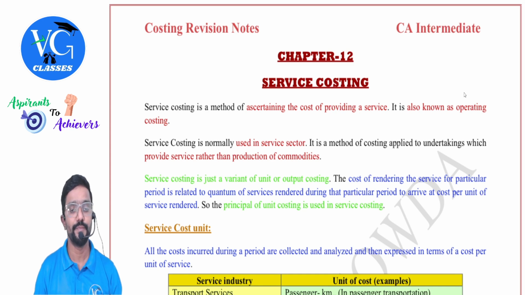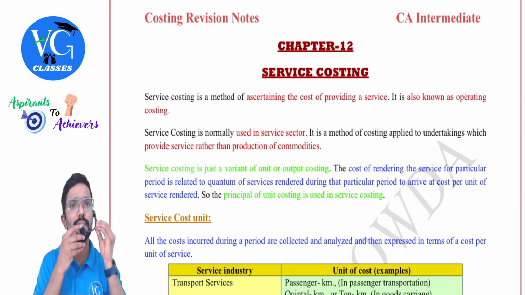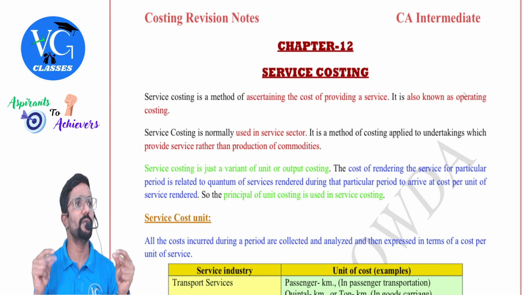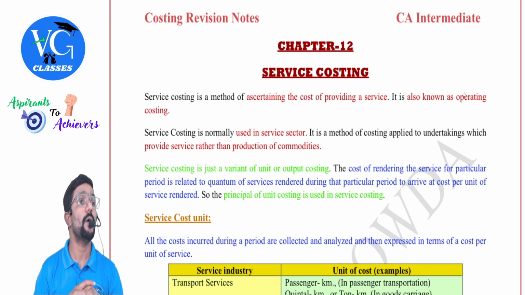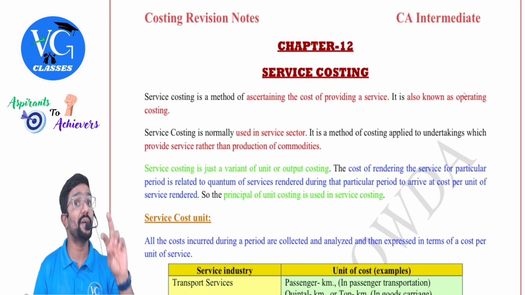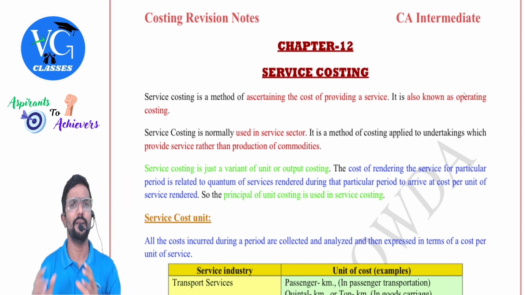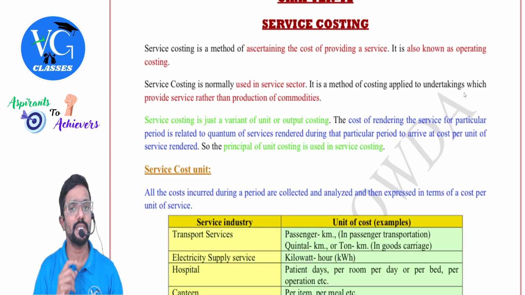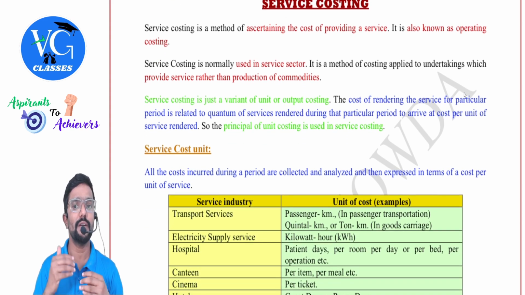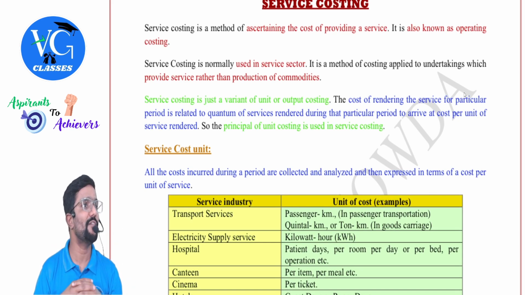We'll start. Service costing is a method of ascertaining the cost of providing a service. So there itself we should understand who will follow this method of costing, sir? Whoever is a service provider. It is also known as operating costing. Guys, please be careful. Operation, which we learned at the end of process costing, is different. Operating is just the other name for service costing. Service costing is normally used in the service sector. It is a method of costing applied to undertakings which provide service rather than production of material.